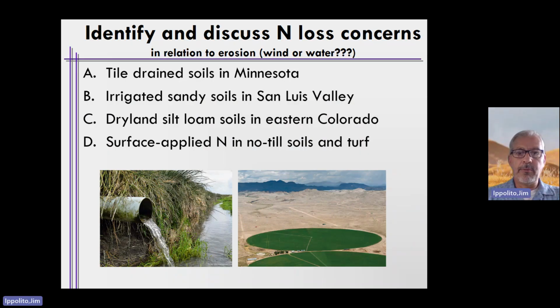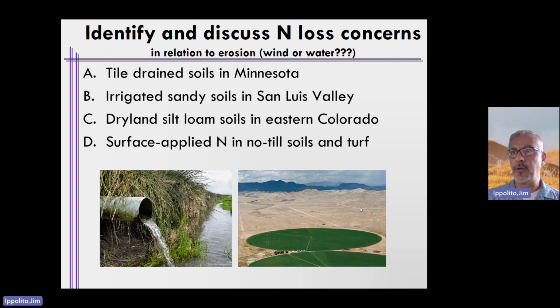Let's do this now. Let me throw you some questions for you to ponder. And let's talk about nitrogen losses in these following systems. It can be either related to wind or water erosional losses or not. So let's talk about the losses of nitrogen in a system that's tile drained. I said in Minnesota, but it can be really anywhere. It could be anywhere in the Midwest or anywhere where there's tile drain.